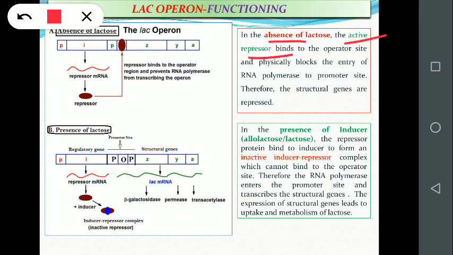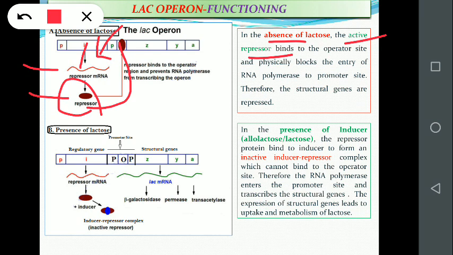The lac-I gene is expressed. First of all, it undergoes transcription and produces an mRNA, and it produces a repressor protein. This repressor protein is active. So an active repressor is produced. That active repressor binds to the operator site. Because of the repressor at the operator site, the RNA polymerase cannot enter into the promoter site.